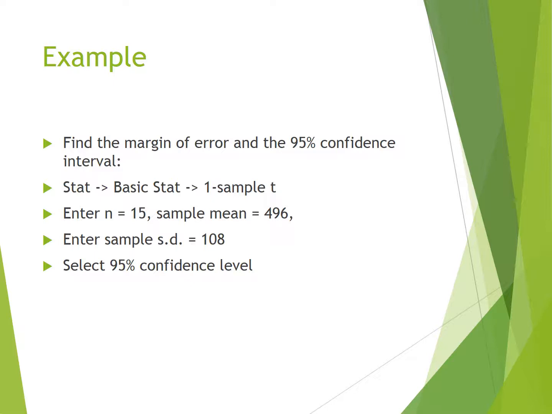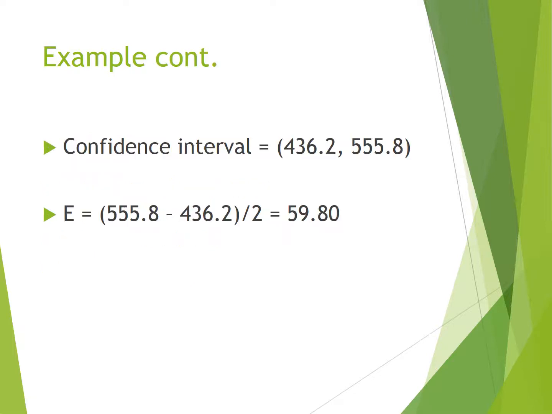So let's look at an example. We go to Stat, Basic Stat, 1 sample T. N is 15. If it asks for degrees of freedom, then it's 14. If it asks for sample size, it's 15. Sample mean is 496. The sample standard deviation is 108. Go to Options and select a 95% confidence level. You're going to get the confidence interval is 436.2 to 555.8.